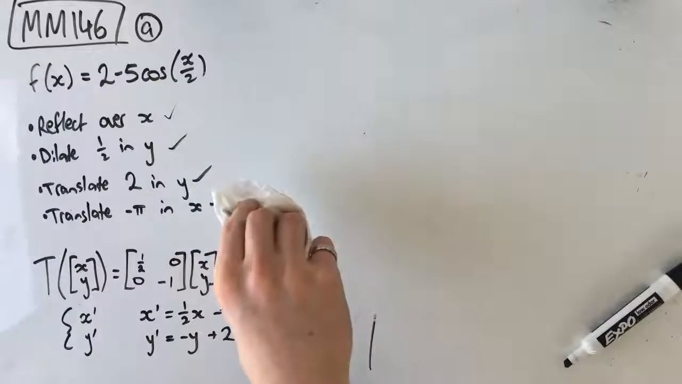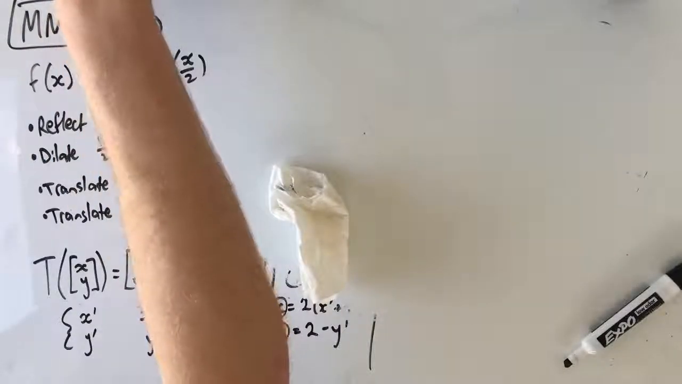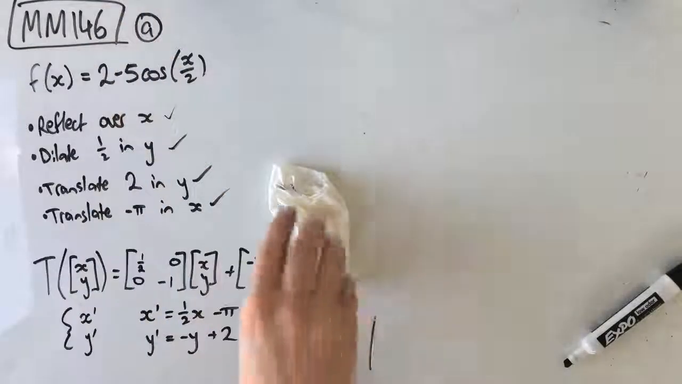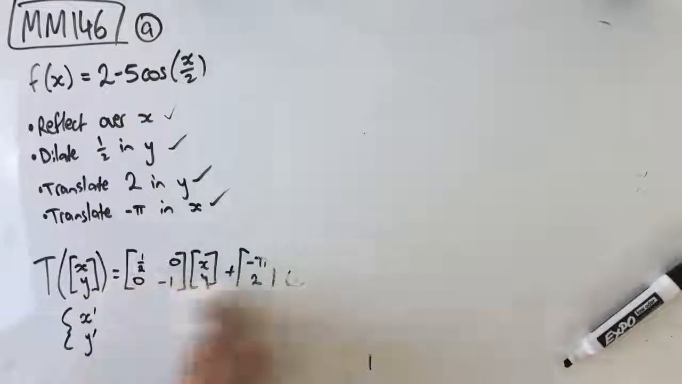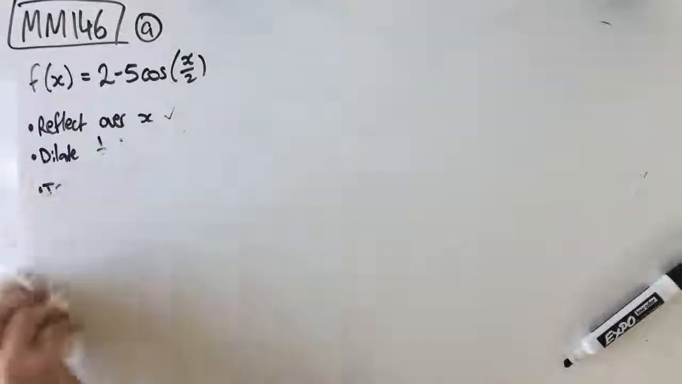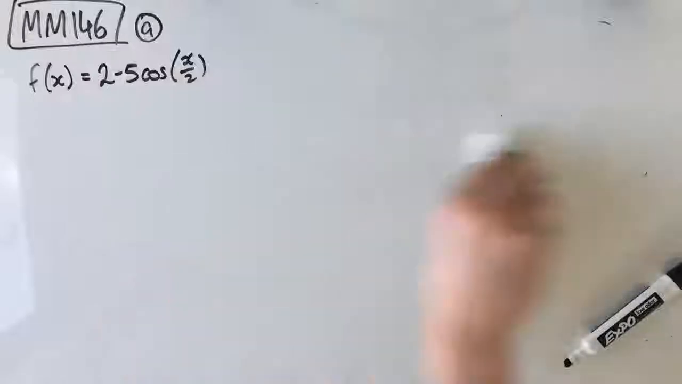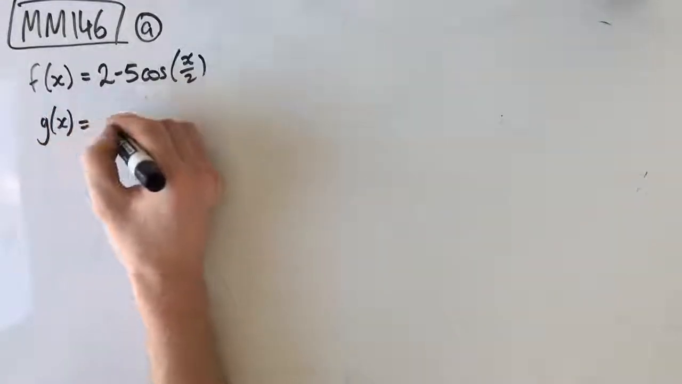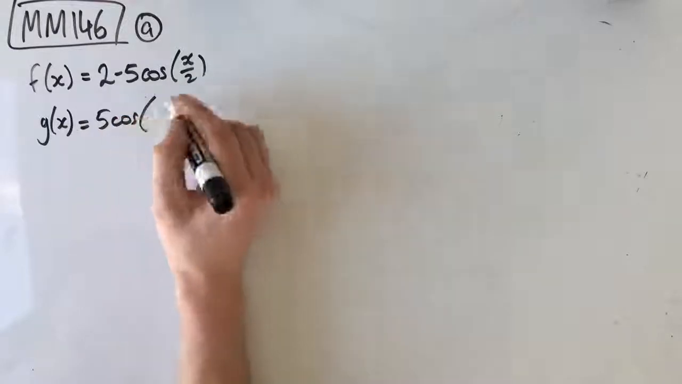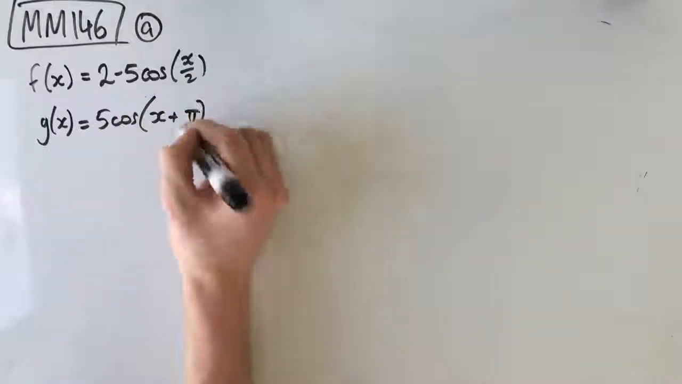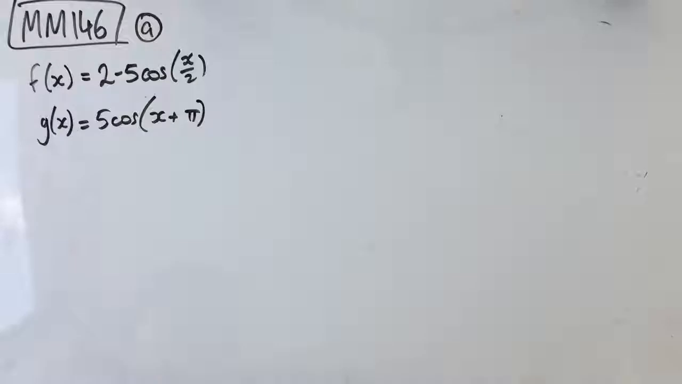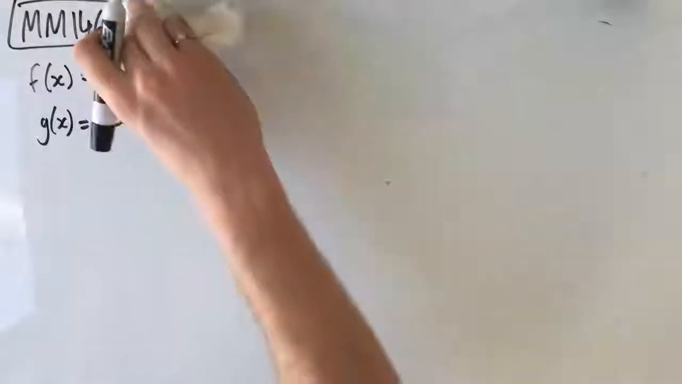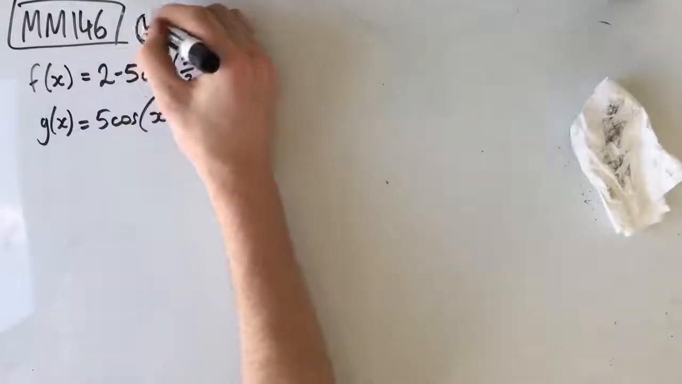What's our next question? Cool. I should have left g of x there, but you guys are used to me rubbing things out I shouldn't by now. So we're going to have g of x is equal to 5 cos of x plus pi. I'm just going to rewrite this over here. Awesome. So now we're actually up to question B.